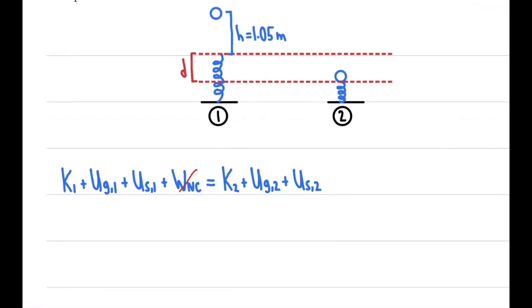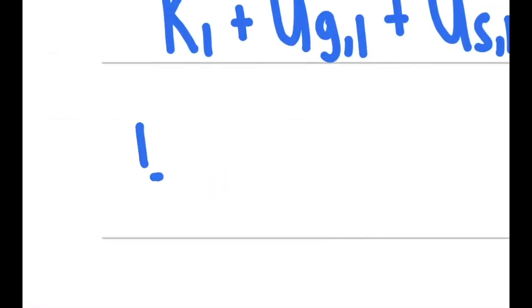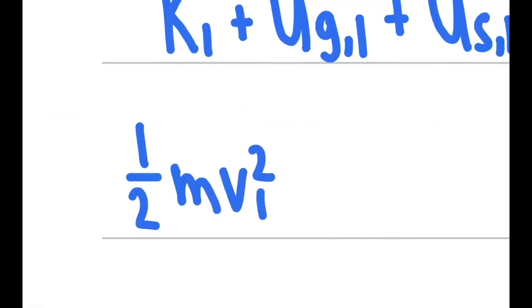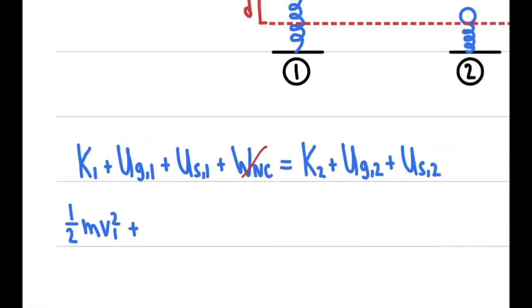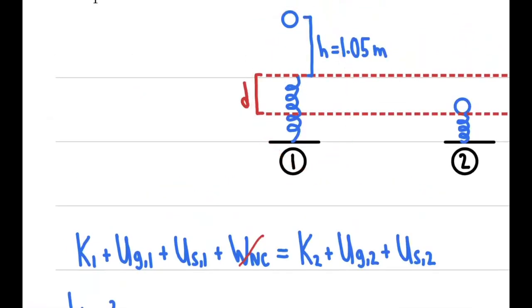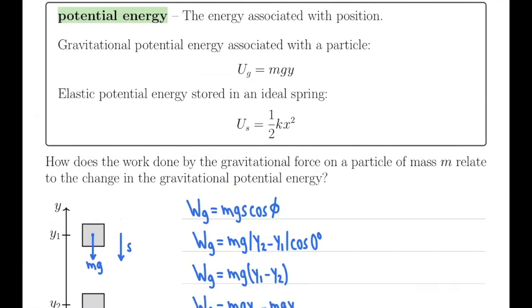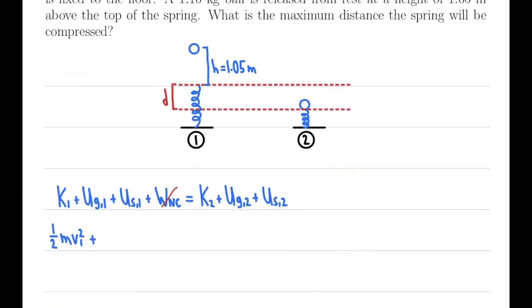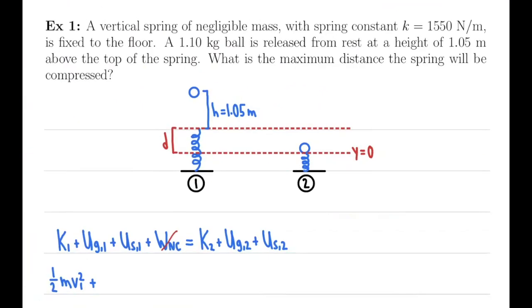So K1, remember K is just 1/2 mv squared. So this is 1/2 mv1 squared. Gravitational potential energy at 1 right here. Remember from the first page, U_G is just mgy. I will define y equals 0 as this right here. You can make anything y equals 0. If this is y equals 0, then initially the ball is d plus h above y equals 0. So mgy in this case is mg(d plus h).